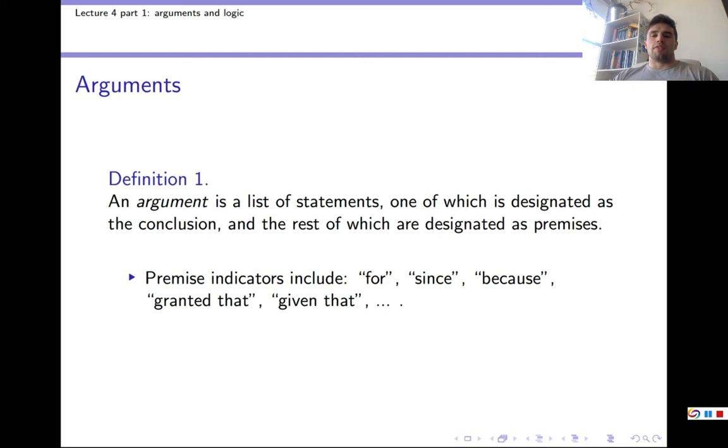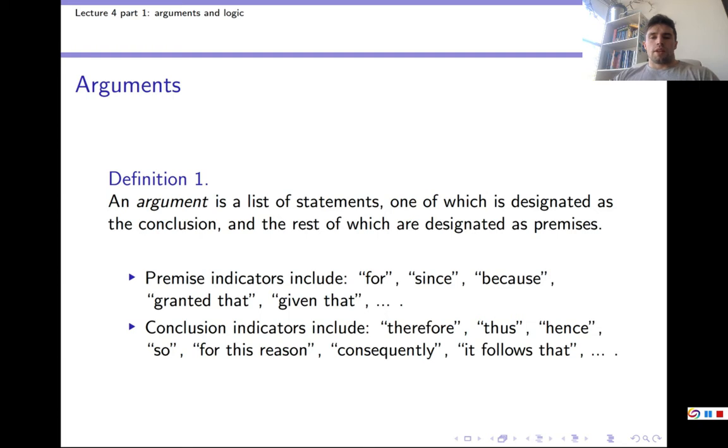This isn't an exhaustive list, but these are some common premise indicator words that come before a premise in an argument. Some conclusion indicator words are these ones. Therefore, thus, hence, so, for this reason, consequently, and it follows that, and so on. Again, this list isn't exhaustive, but these are some common ones. So let's have a quick quiz to reinforce the distinction between premise and conclusion indicator words.